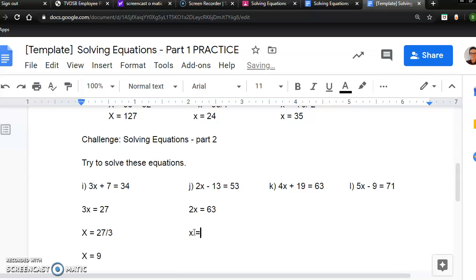x equals 63 divided by 2. And if you do that math, x equals 31.5, I believe. Does that make sense? Oh, I got the wrong answer there. Sorry. It's 66, not 63. 66 divided by 2 equals 33.